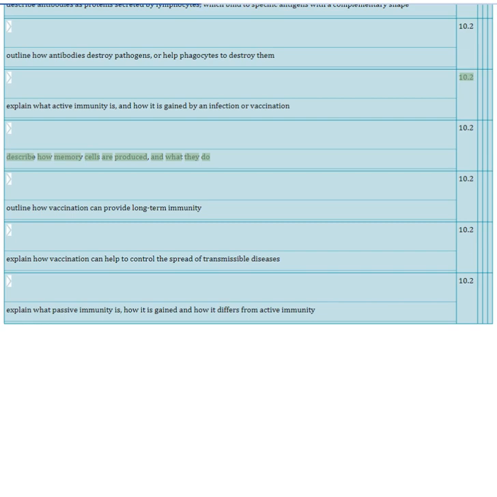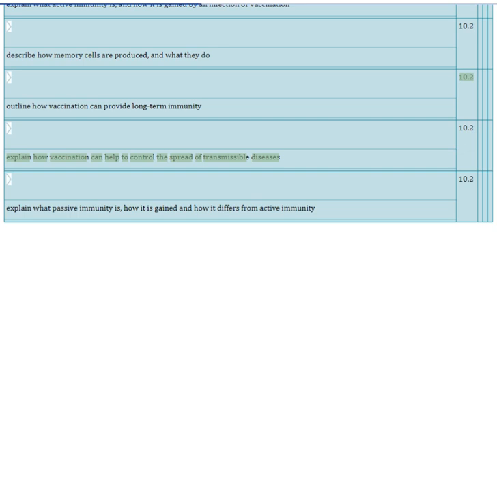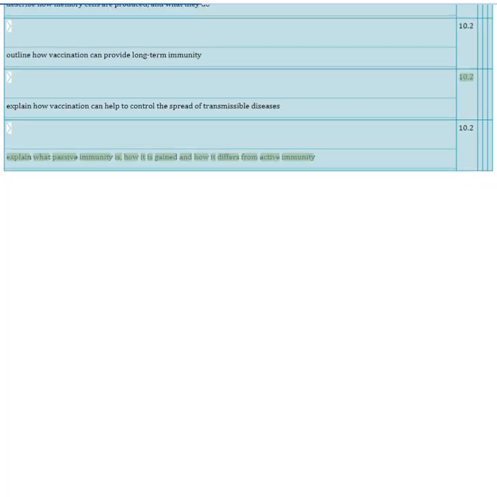10.2. Describe how memory cells are produced, and what they do. 10.2. Outline how vaccination can provide long-term immunity. 10.2. Explain how vaccination can help to control the spread of transmissible diseases. 10.2. Explain what passive immunity is, how it is gained and how it differs from active immunity.